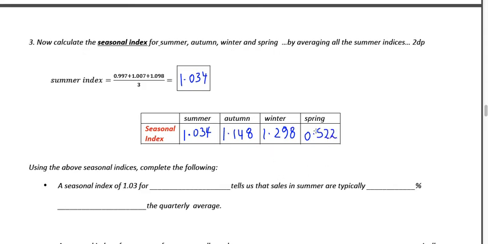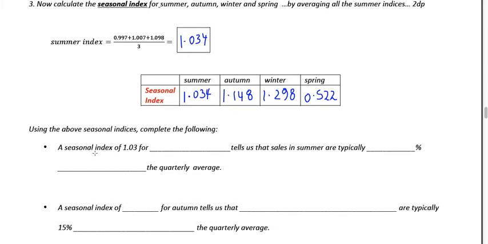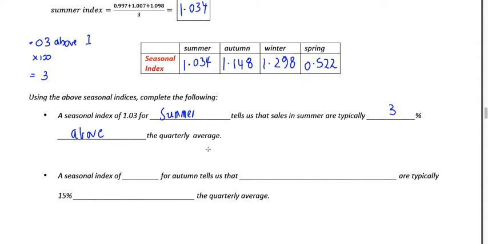Okay. Using these, we're now going to interpret the seasonal indices that we've got for each of these seasons. So, seasonal index, firstly, of 1.03. Notice it's just been rounded to 2 decimal places. A seasonal index of 1.03 for summer tells us that the sales in summer are typically 3%, and they are above. How do I get that? Well, 1.03, that's 0.03 above 1. And if you times that by 100, we get 3. So it's 3%.